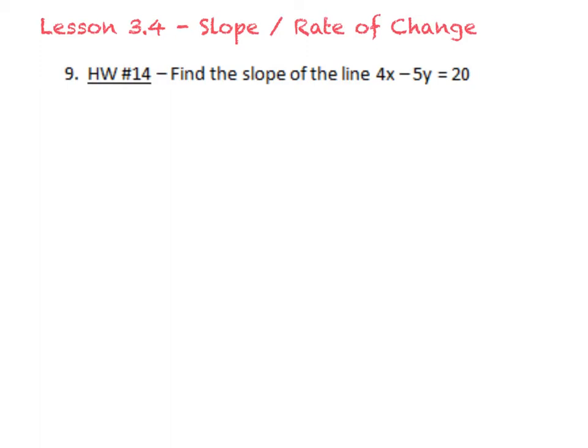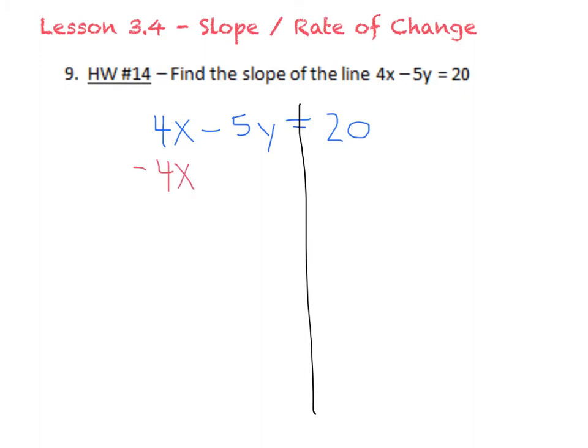So let's write the problem down. We've got 4x minus 5y equals 20. I always like to draw that line down the center. And let's start moving things to the other side. The first thing we need to move is we need to get the x on the other side. So we are going to go minus 4x and minus 4x.